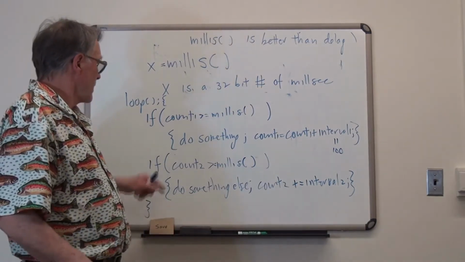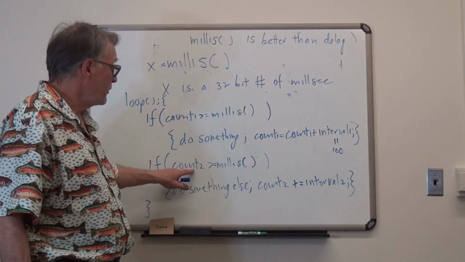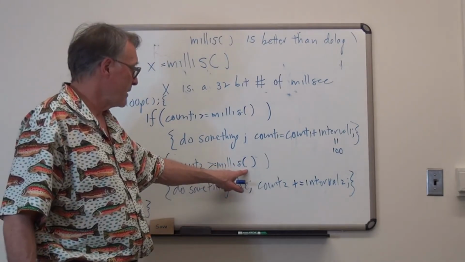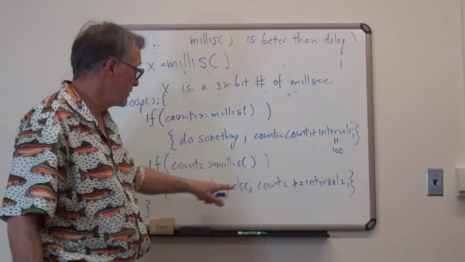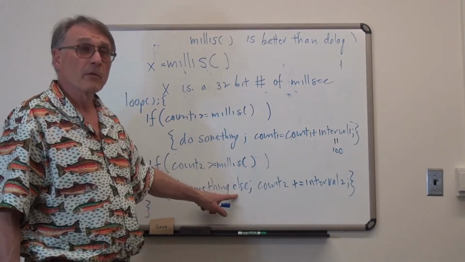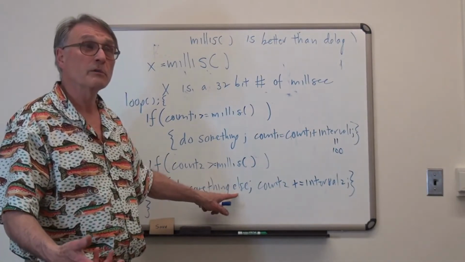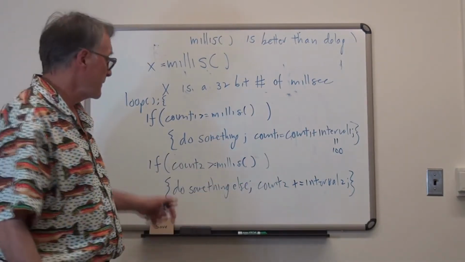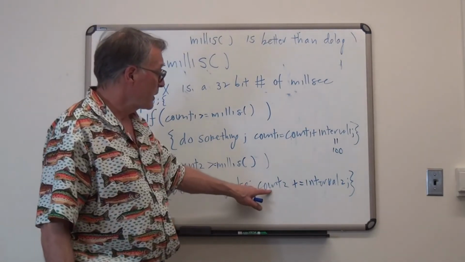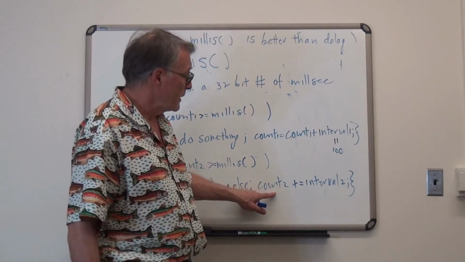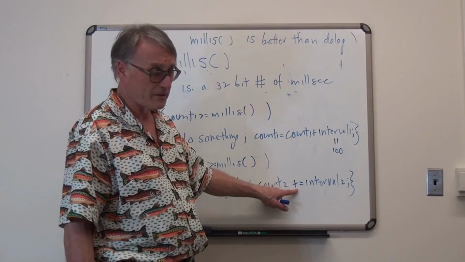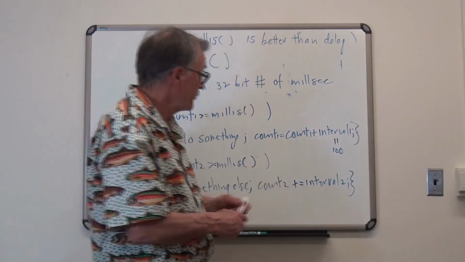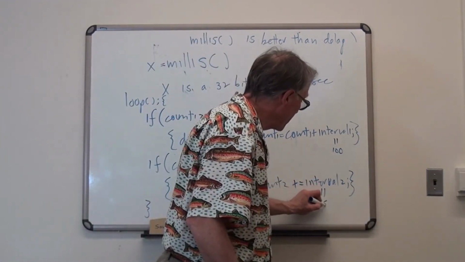Concurrently, we're going to check count 2, another timer, to see if it is greater than the millisecond count. If it is greater than the millisecond count, we're going to do something else. We're going to do a second program function. One of these could be to check a keyboard, the other could be to blink LEDs. We're going to do something else, and then we're going to update count 2, in this case using a slightly more compact C operator, count 2 plus equal interval 2, where interval 2 could be 150 milliseconds.